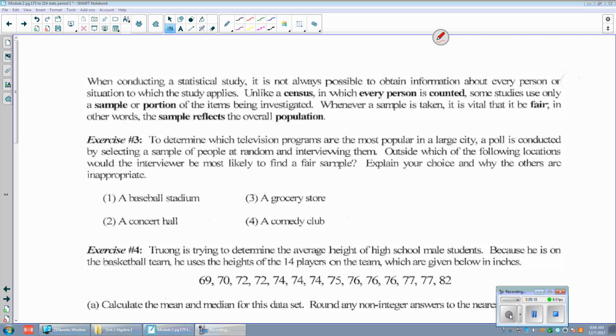No. So there are two types, okay? A census is where every person is counted.